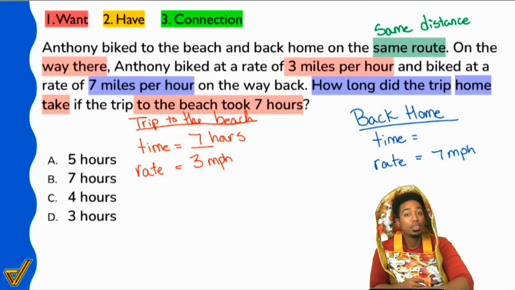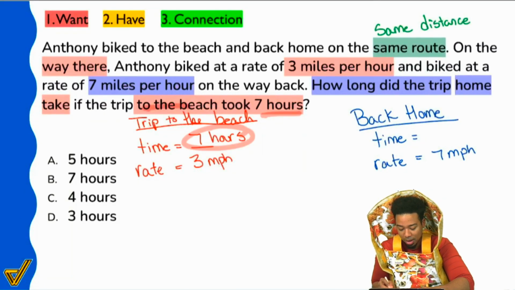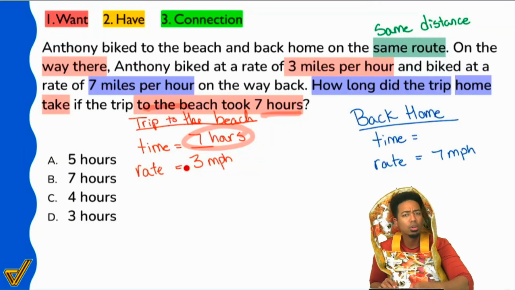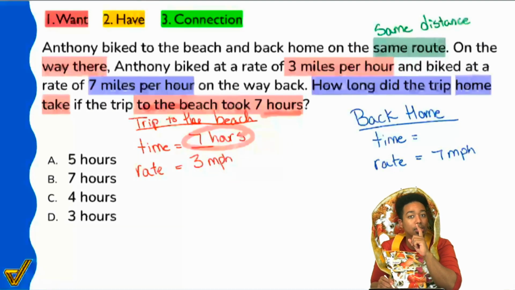So with that said, again, trip to the beach, 7 hours, we have that there. We have the rate to the beach, 3 miles per hour. Now we're good. Here we're looking at back home, that's the question, and we see that we rode at 7 miles an hour on the way home. So now if we look at this side here, since we have the same distance, if we calculate this distance, we can plug that in over here.